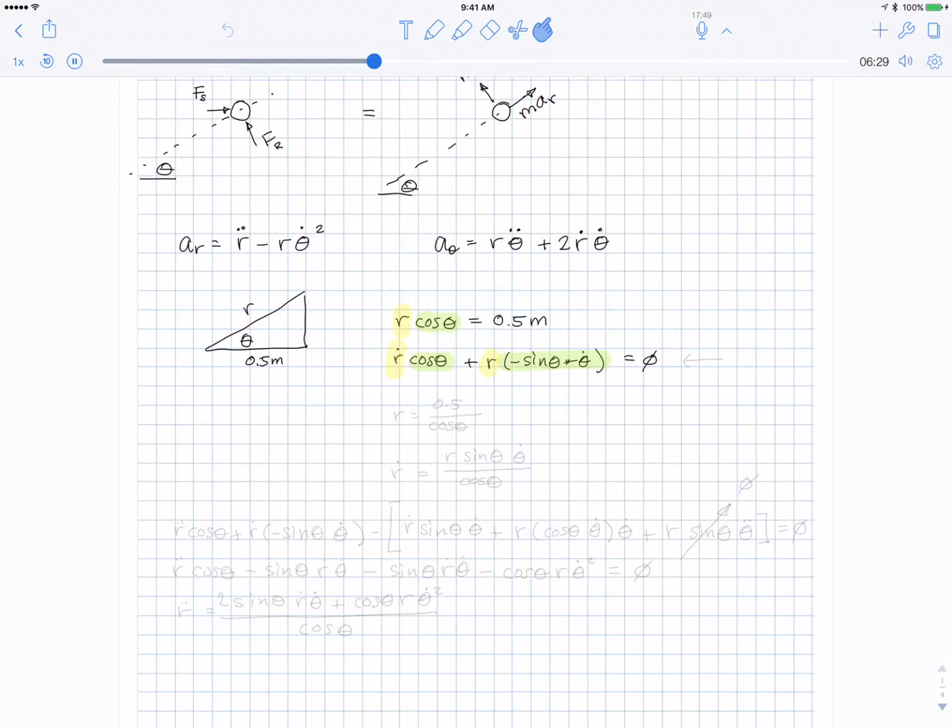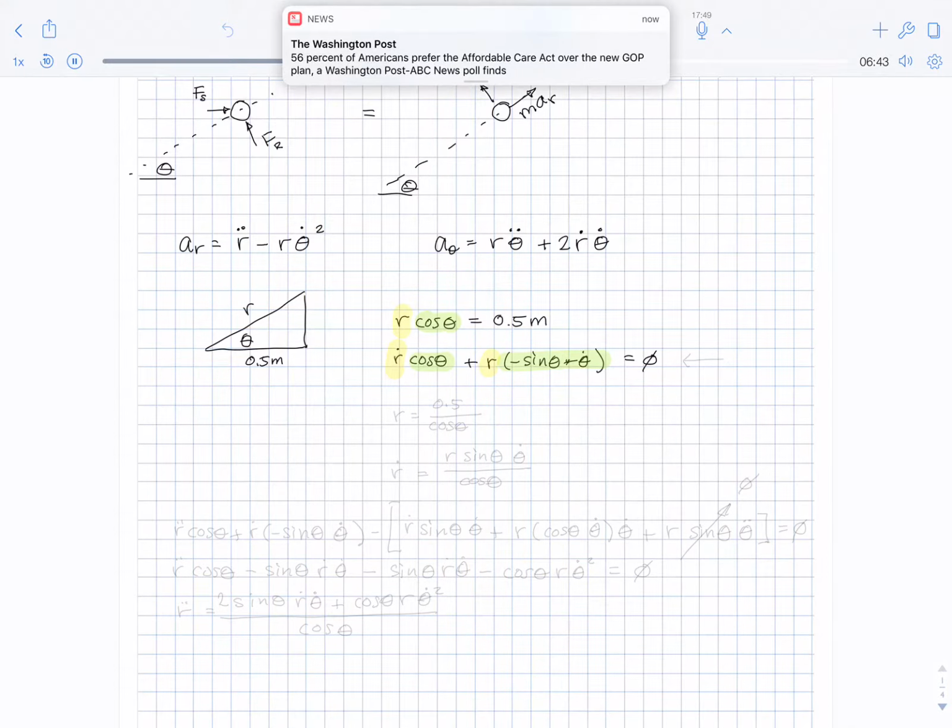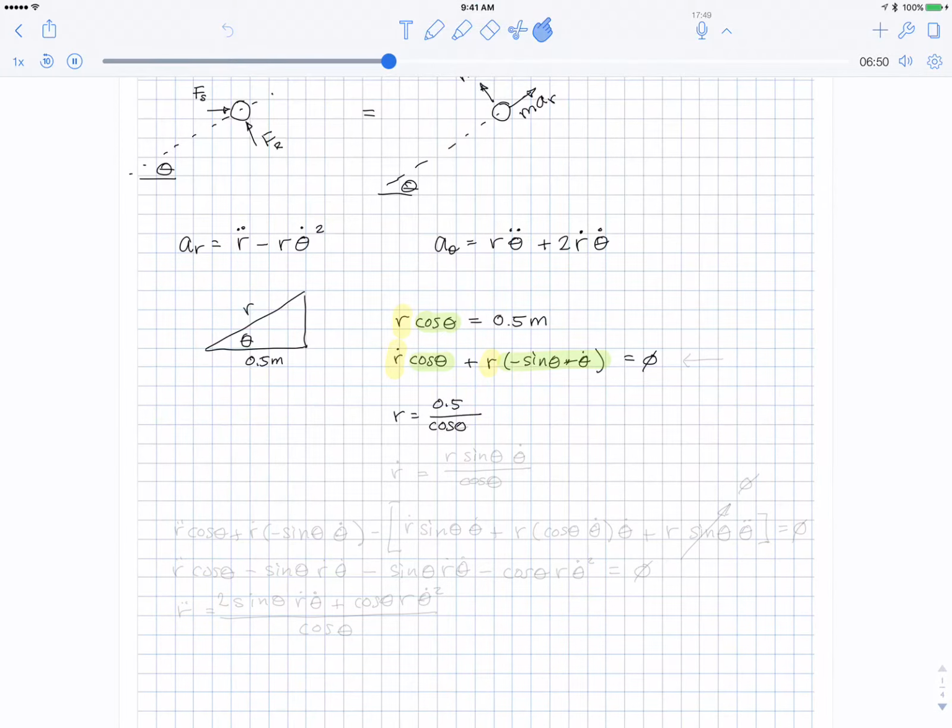And remember, we're trying to get r dot. And so here we need r and r dot. So r is 0.5 over cos theta, and r dot is r sine theta, theta dot, all over cos theta. Okay, next is r double dot. And rather than differentiating r dot, I'm going to differentiate this equation right there.